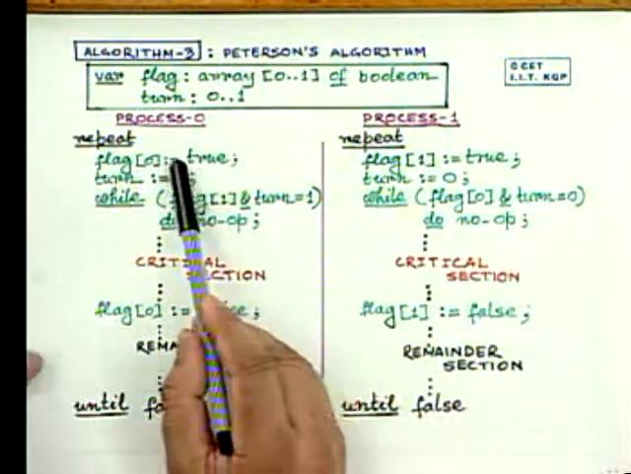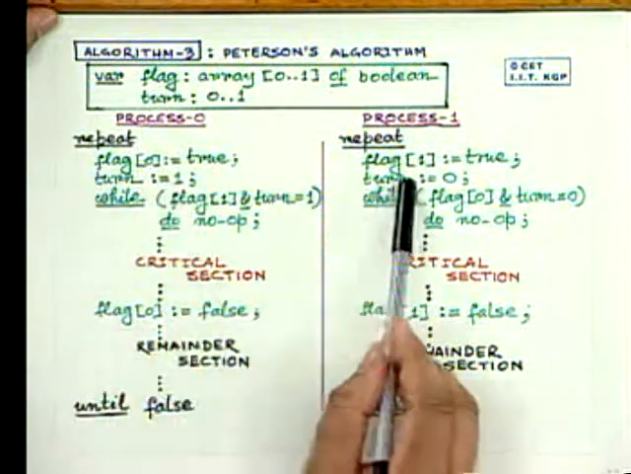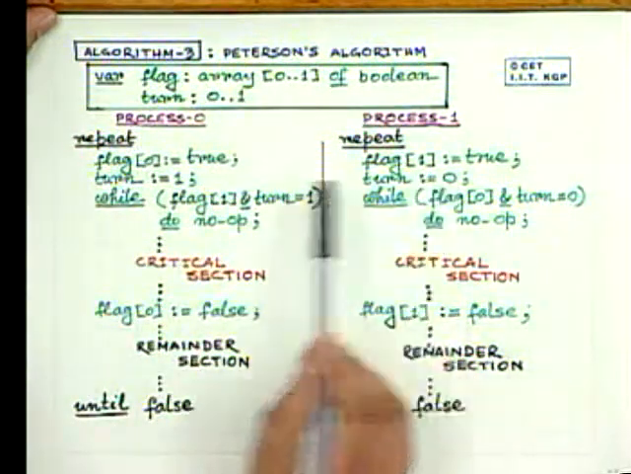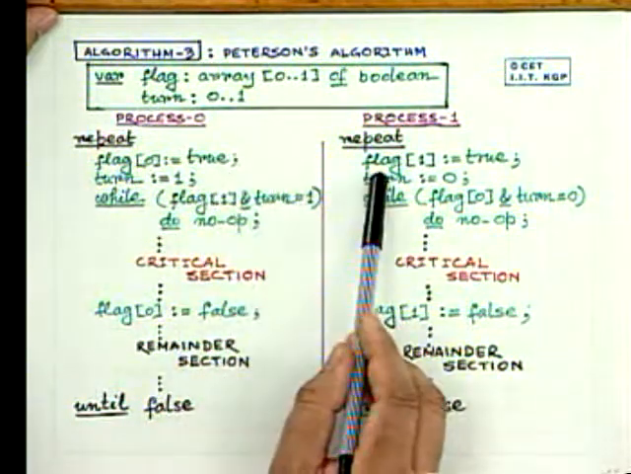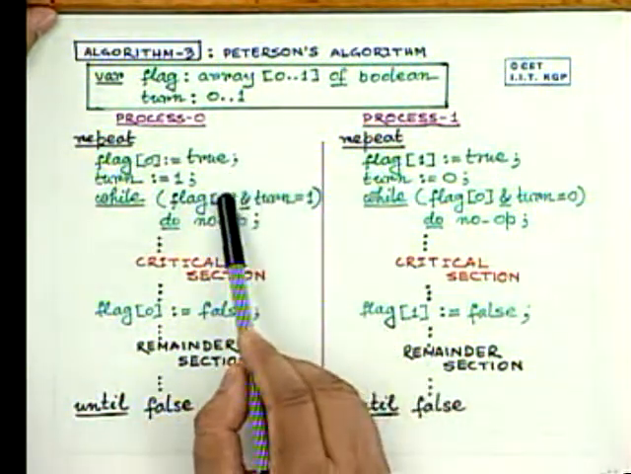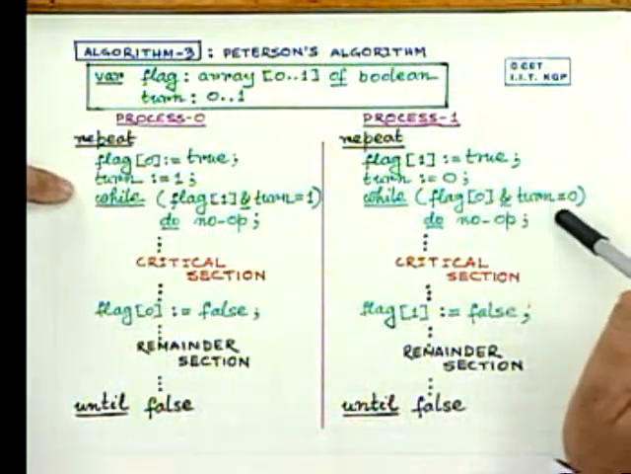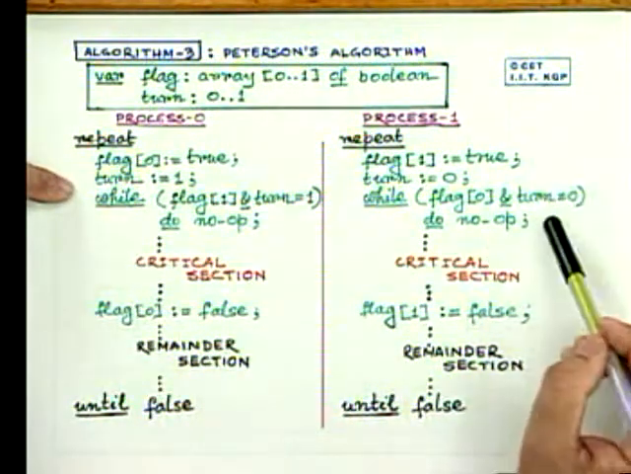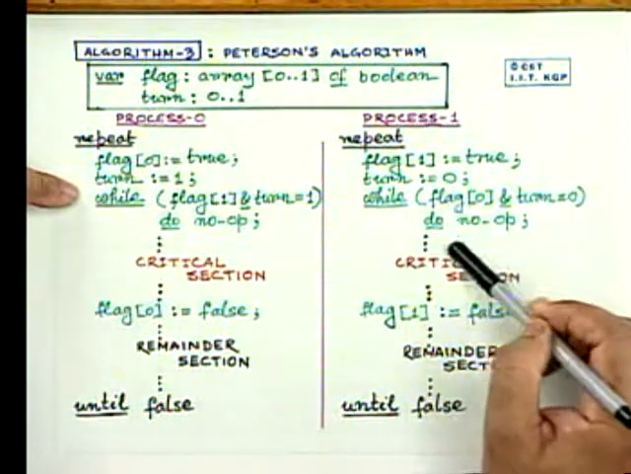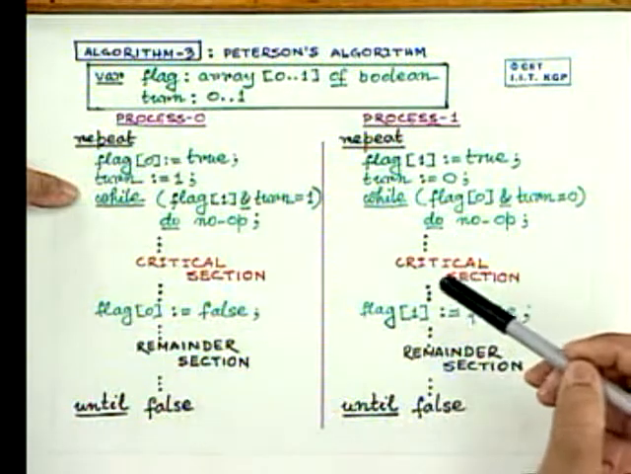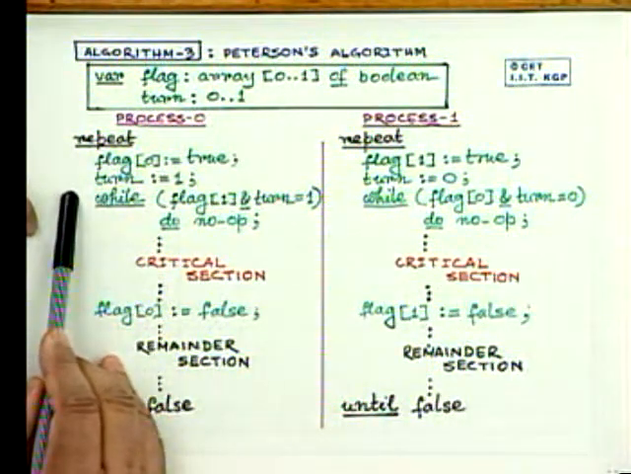Now both of them are false. Flag 0 false, flag 1 false, turn equal to 1 or turn equal to 0. Now, even if they are executed simultaneously, one value will persist. Let us assume that turn equal to 1 persists. Then, since turn is equal to 1, that means turn equal to 0 is false, process 1 will immediately enter the critical section, and process 0 will wait over here.